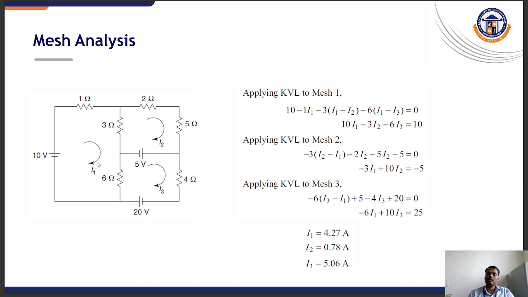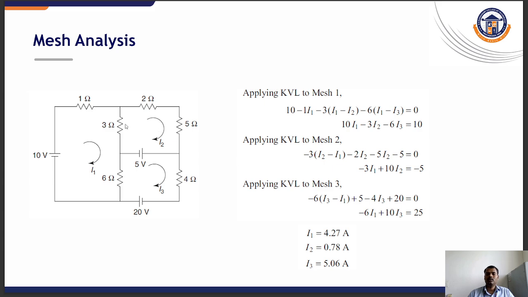Suppose these are the currents I1, I2 and I3. If I want to find the value of current flowing through the 3 ohm resistor, then I1 is flowing clockwise and I2 is also flowing clockwise. But when we see in the resistor, they flow in opposite directions. Hence it has to be subtracted, like 3 into (I1 minus I2). So the current flowing through the 3 ohm resistor will be equal to 4.27 minus 0.78.